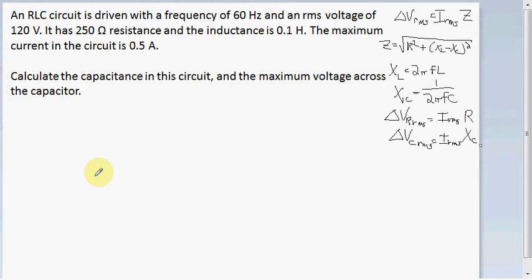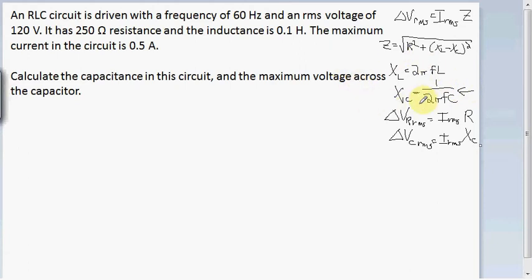Now, first off, there's a whole bunch of equations involving RLC circuits, and I've written a bunch of them off to the right there, just so that you can see them all. We're going to try and pick out the ones that we're going to need for this problem. We want to know the capacitance in the circuit. Basically, the way capacitance figures into the circuit is through the capacitive reactance.